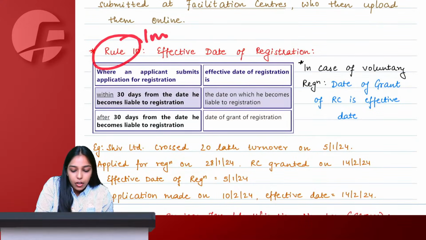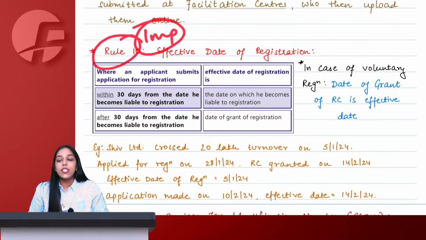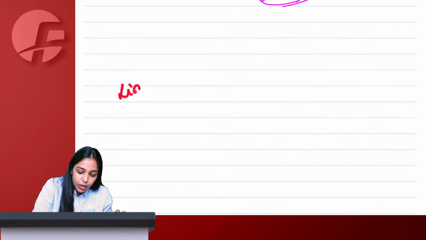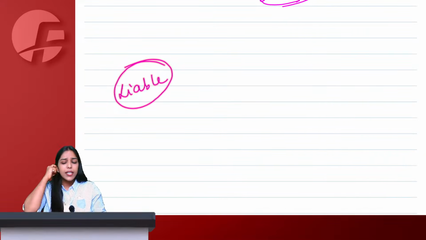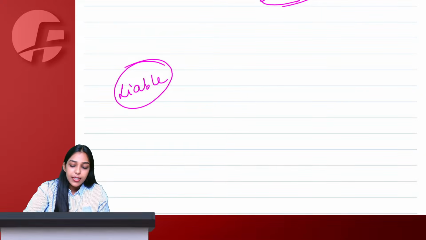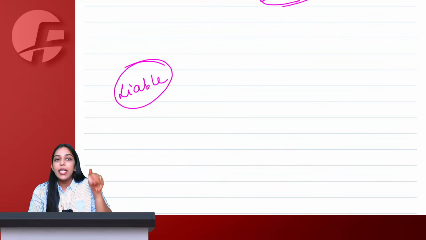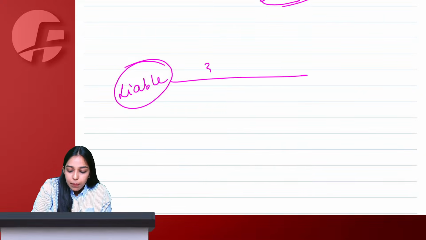This is important, which is the effective date of registration. Now here we say it is the day on which you become liable for registration. Let's say today my turnover exceeded 20 lakh rupees and I became liable. Then I have to apply for registration within 30 days.